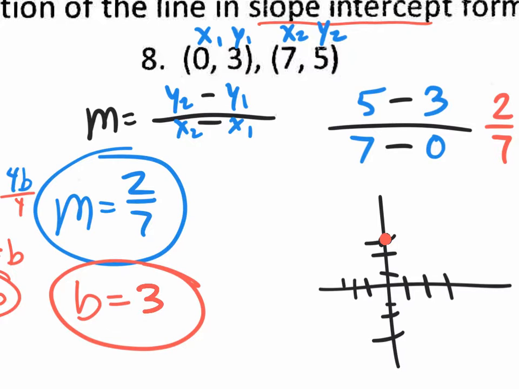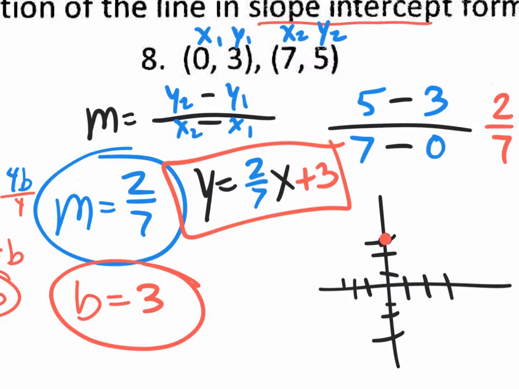So, I mean, that one's easy. You didn't even have to use point slope. I mean, that's the answer, right? y equals mx plus b. 2 over 7 x, plus b is plus 3. That's your answer in slope-intercept form.